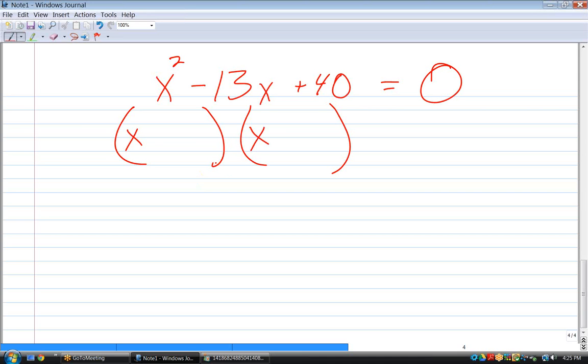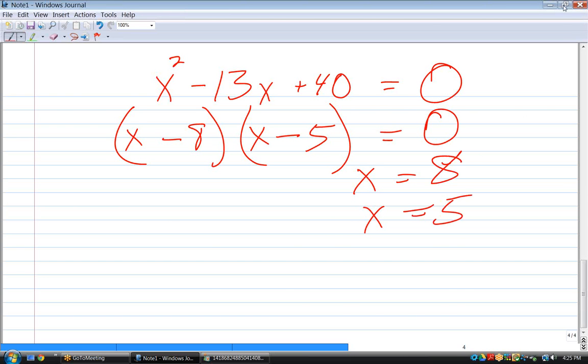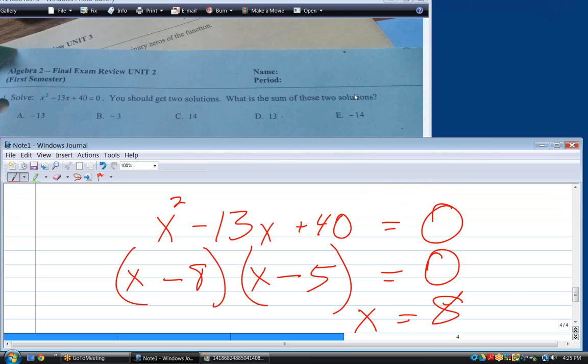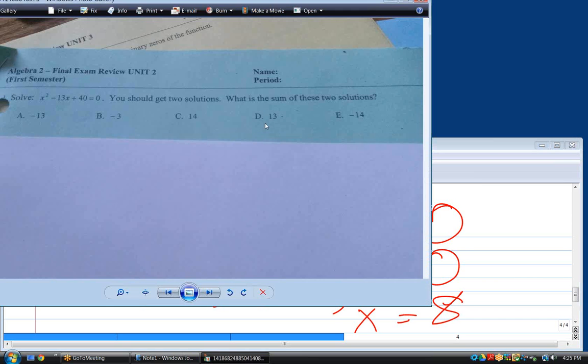So they're both negative. And now we need what? Factors of 40 that do what? Add to equal 13. That's 8. Subtract. That's 8 and 5. Oh. Okay. So what are my two solutions? Positive 8 and positive 5. And their question says, what is the sum of the two solutions? So it would just be 13. Positive 13. All right.